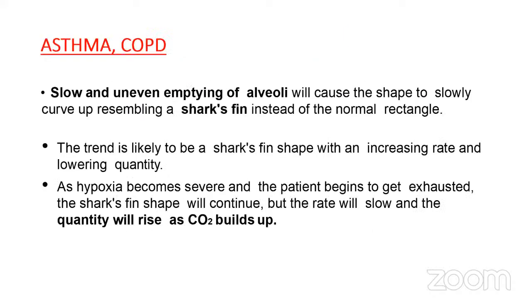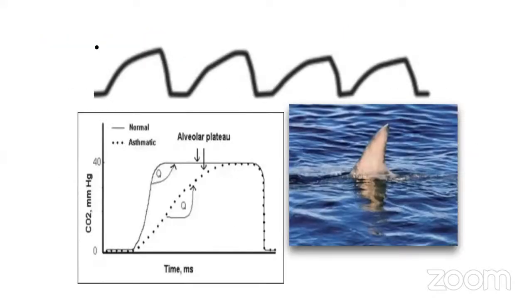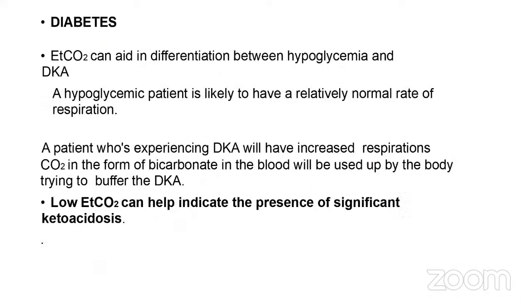In patients with asthma, there is a peaking, which I have already discussed. And it is said that in diabetes, ETCO2 can aid in differentiating between hypoglycemia and hyperglycemia. A hypoglycemic patient is likely to have a relatively normal rate of respiration. A low ETCO2 can help to detect the presence of significant ketoacidosis, where there is an increase in the respiratory rate.